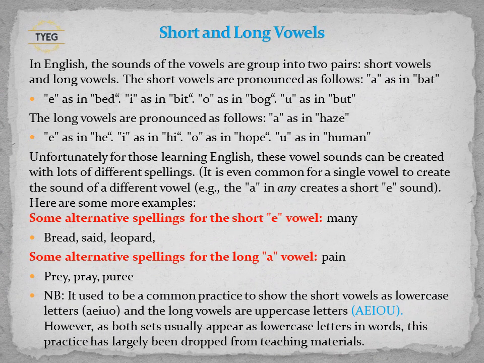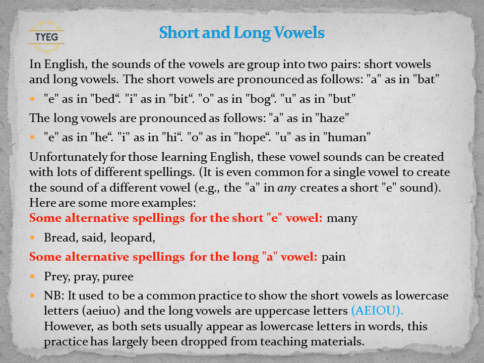Short and long vowels. In English, the sounds of the vowels are grouped into 2 pairs, short vowels and long vowels. The short vowels are pronounced as follows: A as in bat, E as in bed, I as in bid, O as in bog, U as in butt. The long vowels are pronounced as follows: A as in haze, E as in he, I as in high, O as in hope, U as in human.